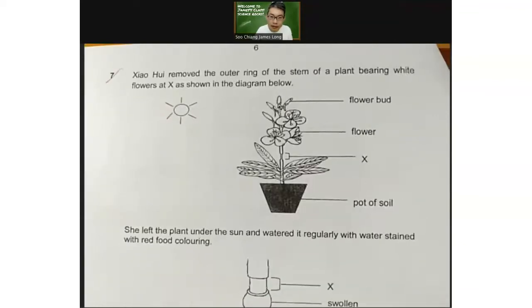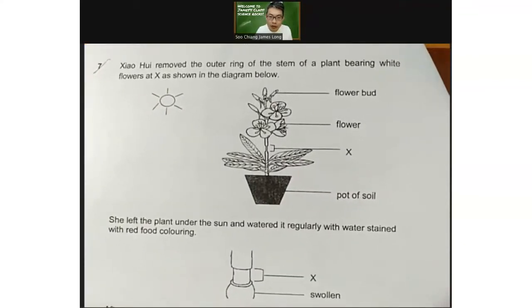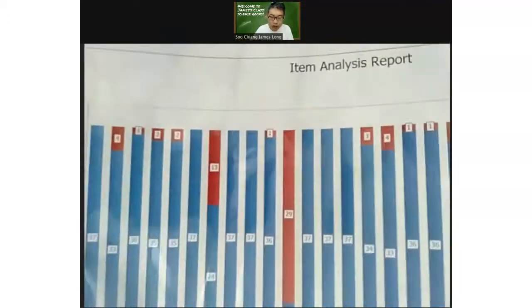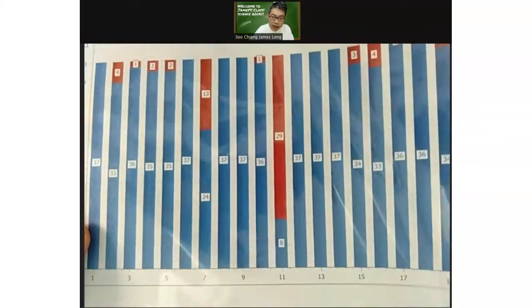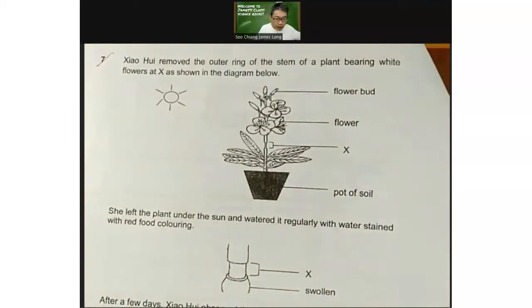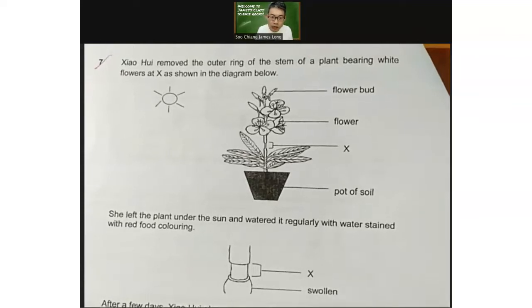Okay, let's start to go through this. Xiaohui removed, and this one, question 7, right? Just to alert you, a lot got this wrong, okay? Question 7, 13 of you got this wrong. Alright, that's about a third of my class, slightly more than a third. So let's pay more attention. How did this cause so many of you to choose the wrong option?